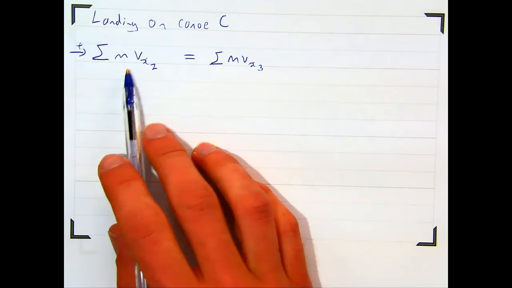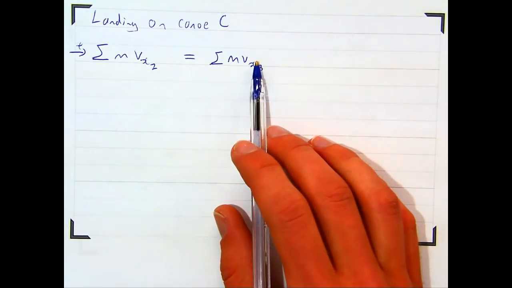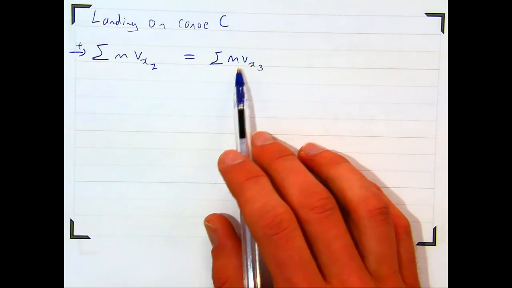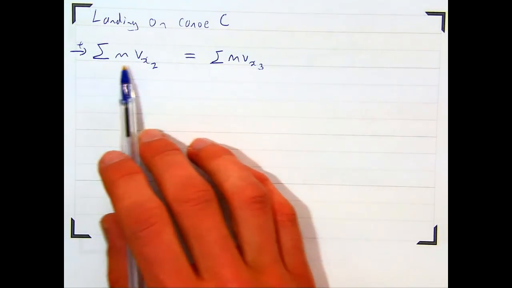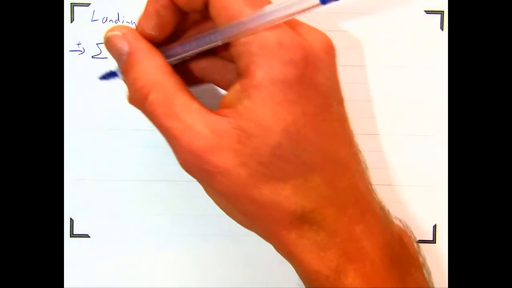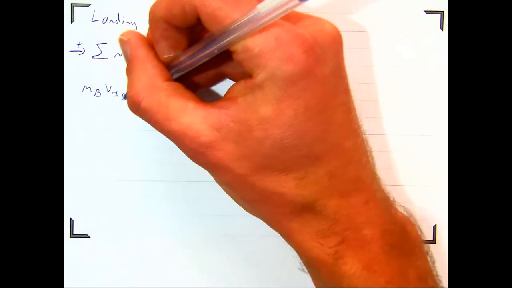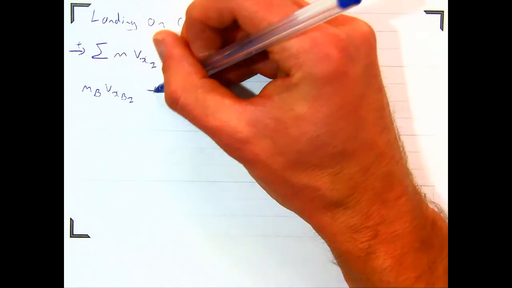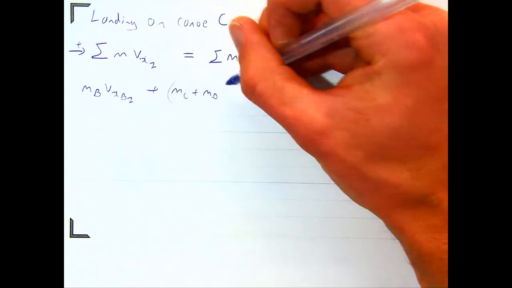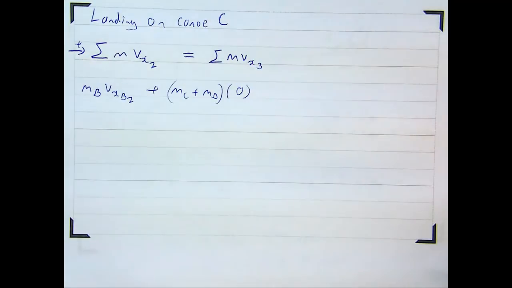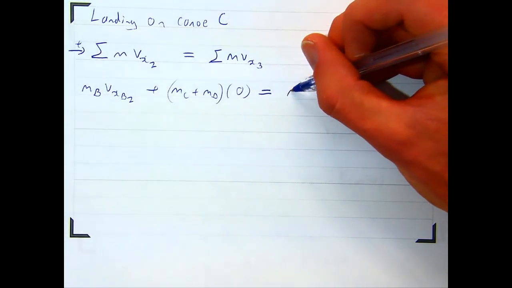Initially, the boy is moving while canoe C is at rest, and then once he lands on the canoe, the boy and the girl and the canoe move together at a combined velocity. But on the left side, we have to consider the three parts separately. So the boy has a mass of mB and a velocity of vB in the x direction, and then the girl and the canoe together are at rest. That is before he lands, and then once he lands on that canoe, they all move together.